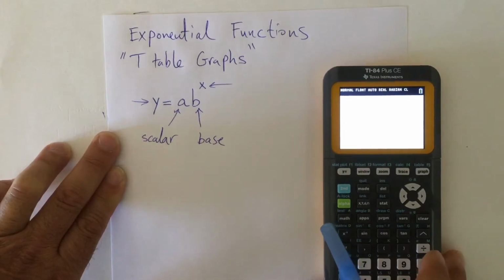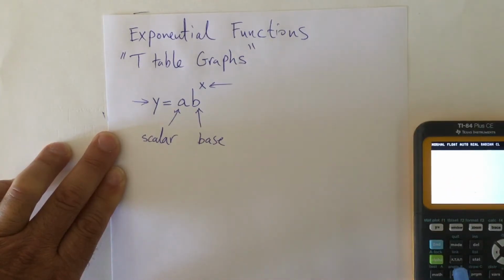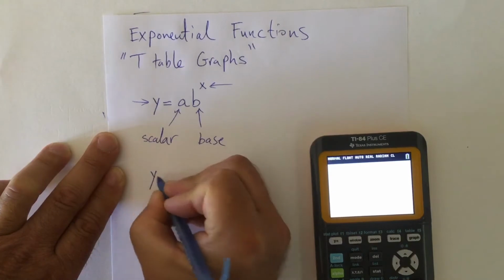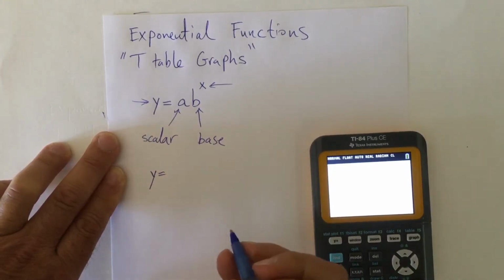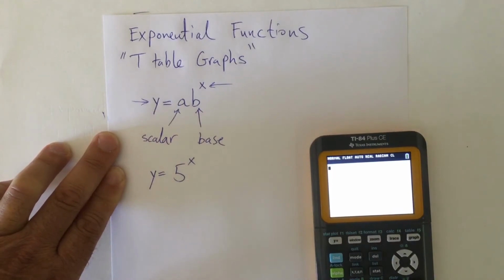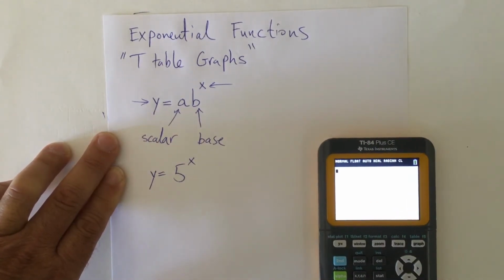It really does. So part of what we're doing today is trying to get used to what they always look like. So here we go. I'm going to start with one where I say y equals 5 to the x. This is going to be my first example. So I want to draw a picture of this thing.